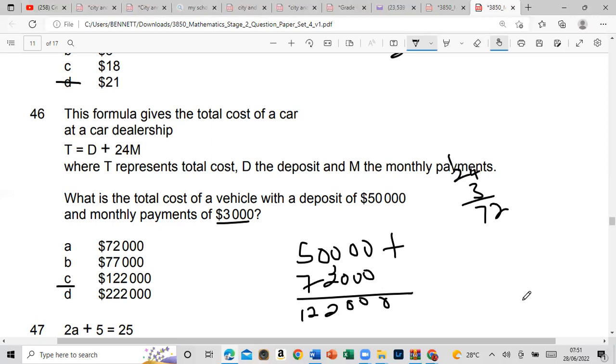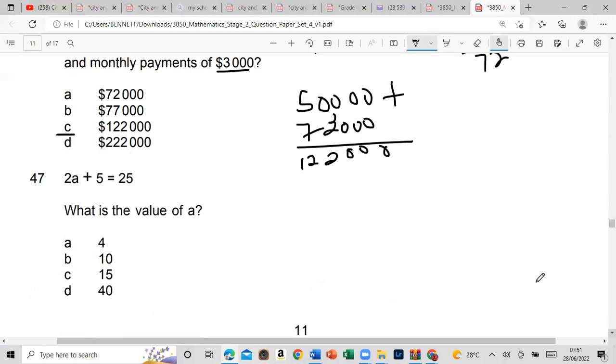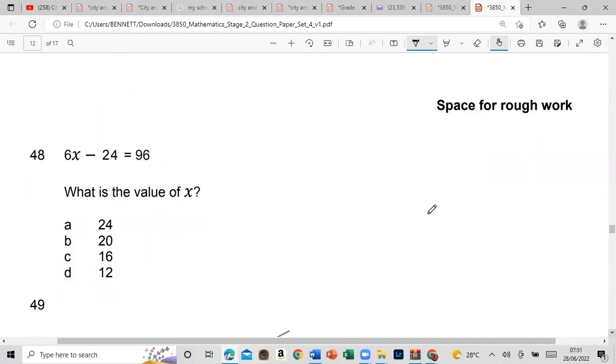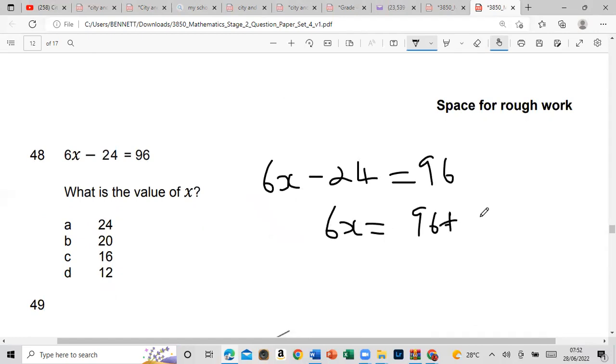So that's C. 47. 2A plus 5 is equal to 25. What will be the value of A? All right, so 2A plus 5 equals 25. 2A equals 20, and divide by 2. So that will be 10. All right, let's move on to 48. 6x minus 24 equal to 96. What is the value of x? So we add 24. That's 120, right? Divide by 6. All right, so let's move on to 49.